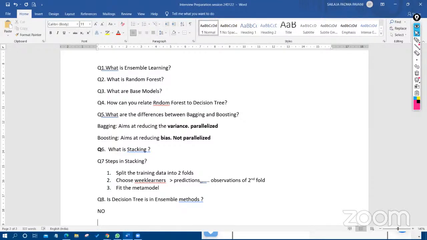A single tree, if you consider, is used for classification purpose, right? Random forest is an ensemble method, where we can use multiple decision trees to predict outcomes, right? Is it clear? So decision tree is not an ensemble method.